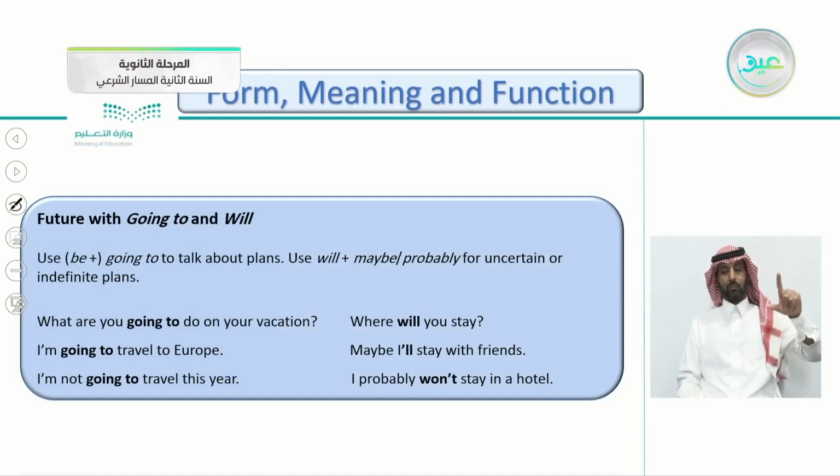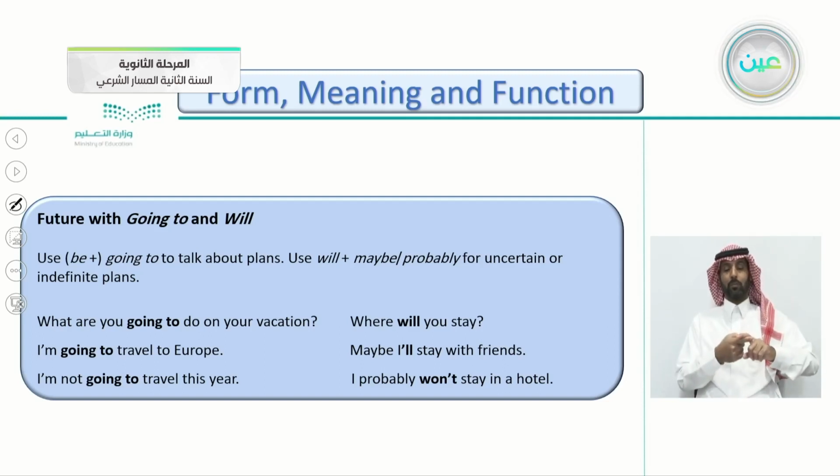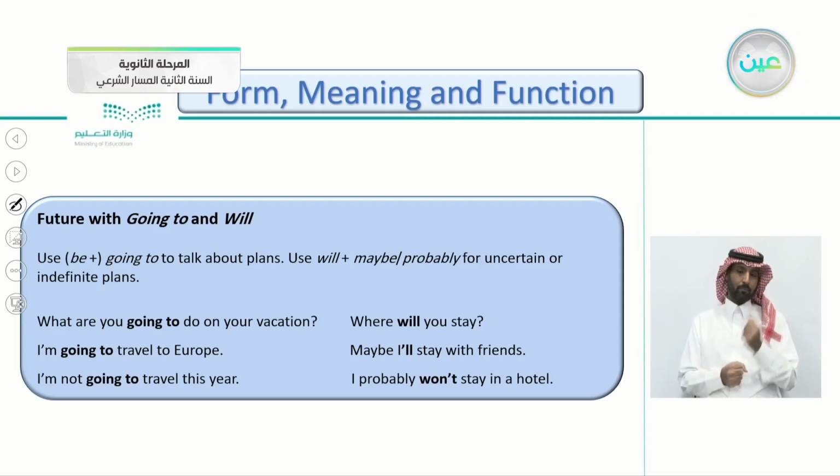Future with going to and will. We use be plus going to talk about plans. So be and going to, plans, something that you planned. We use will plus maybe or probably for uncertain, indefinite plans. So be plus going to, something that you planned 100%. Will and maybe and probably, something that you're not sure you're doing, you are uncertain.